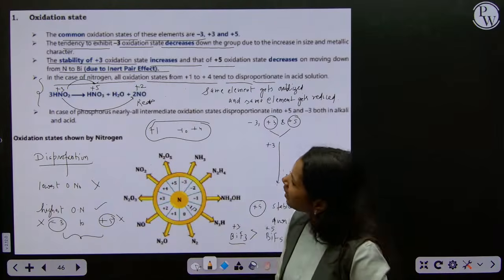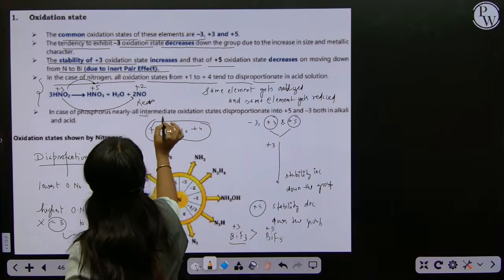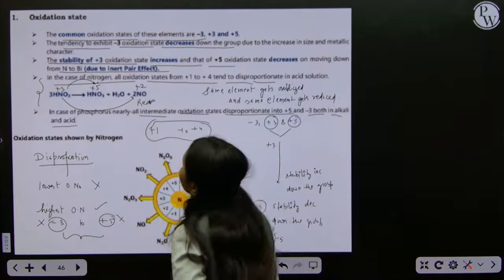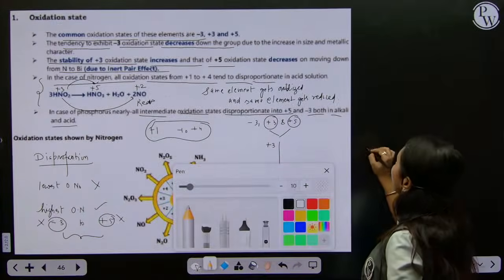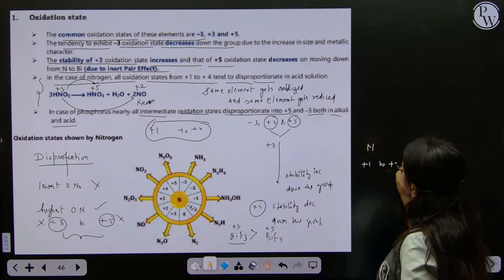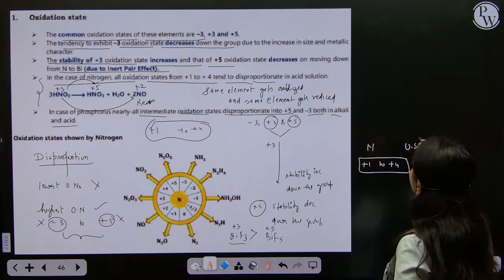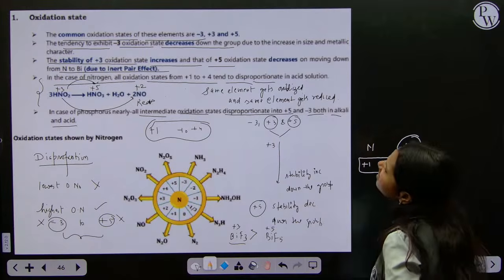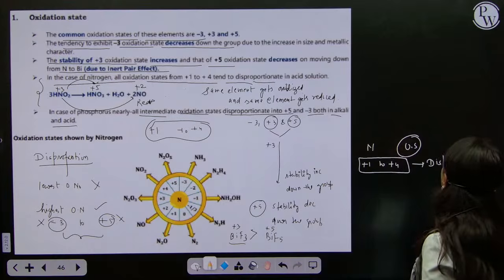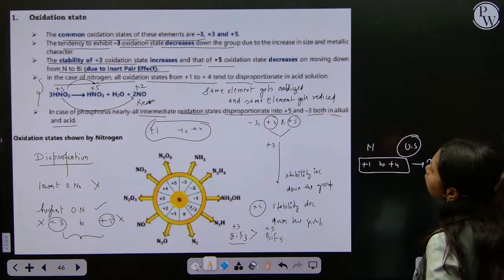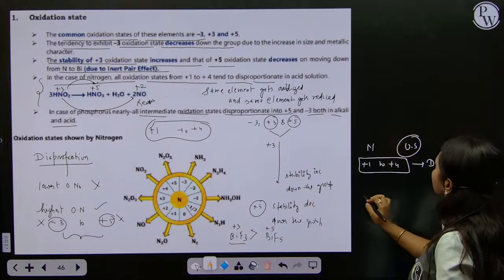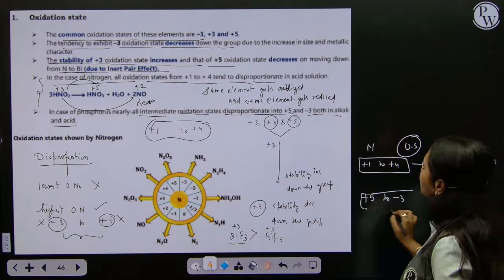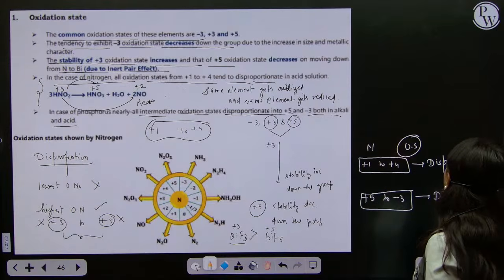This is the example. Now, in case of phosphorus, nearly all intermediate oxidation states disproportionate into plus 5 and plus 3 in alkali and acid. For nitrogen, plus 1 to plus 4 oxidation numbers are going to show disproportionation. Then for phosphorus, between plus 5 and minus 3, they will show disproportionation.